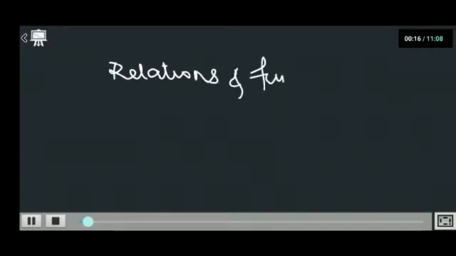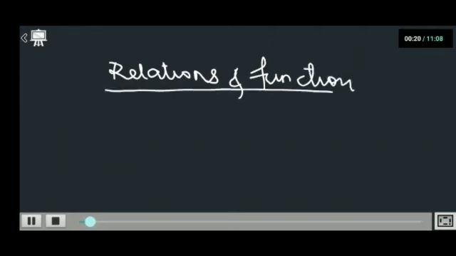Good morning, students. Today we are going to start with chapter number 2, that is relations and functions. Before we actually come to the topic of relation and function, first we need to know the meaning of Cartesian product. What is Cartesian product? You know very well what is the meaning of Cartesian.